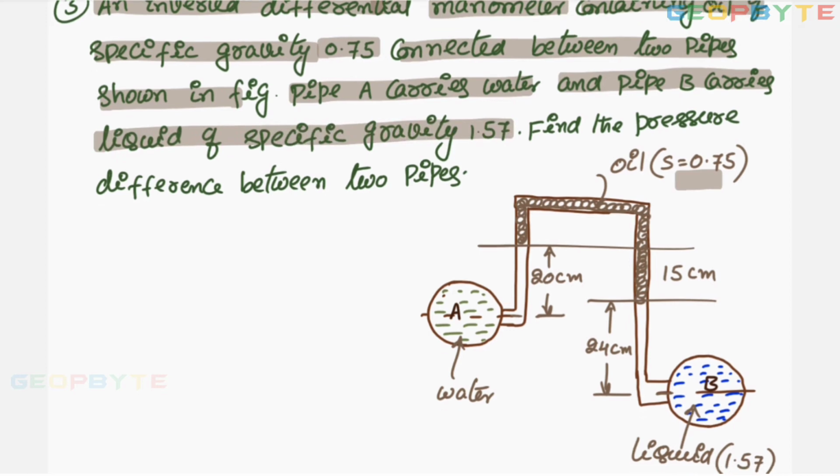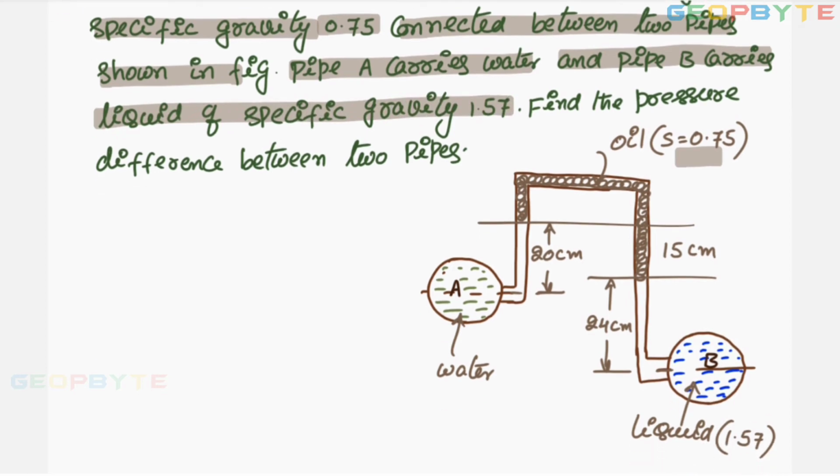gravity 1.7. Look at the pipe A. Pipe A is carrying the water of specific gravity S equal to 1. Specific gravity of water need not be given, that is 1. Pipe B is carrying the liquid of specific gravity 1.57. Next, find the pressure difference between the two pipes. What should be the pressure difference between the two pipes you are asked to find.